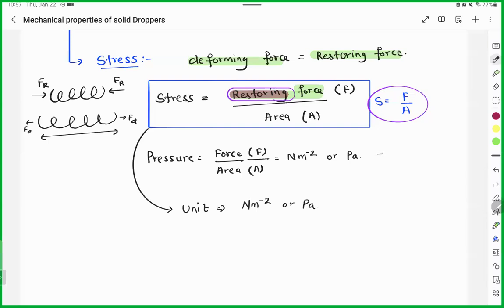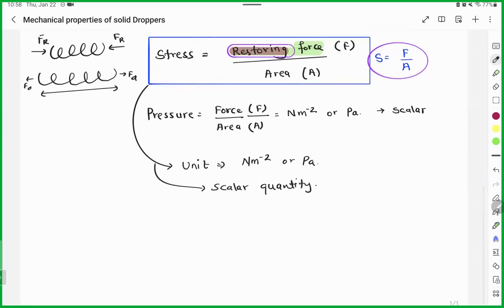Barinder, are you there? Yes, sir. Is pressure a scalar quantity or vector quantity? Scalar. So stress is also a scalar quantity because everything looks like pressure. Okay. And this stress restoring force will exist up to the elastic limit.